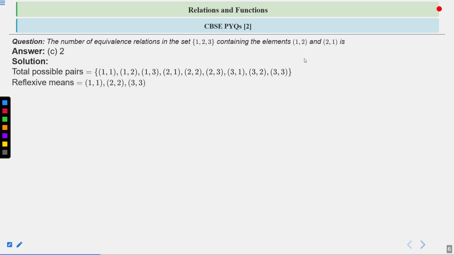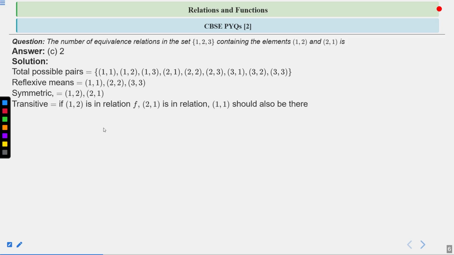So what was the condition of reflexivity? Reflexive means (1, 1), (2, 2) and (3, 3) must lie. And for symmetricity, if (1, 2) is lying, then (2, 1) will also be present. So for symmetricity, (1, 2) and (2, 1) must lie. So we can define one relation as this. And for transitivity, what can be the condition? If (1, 2) is in the relation and (2, 1) is in the relation, then (1, 1) should also be there, and (1, 1) is already there if we define the relation with (1, 1), (2, 2) and (3, 3).